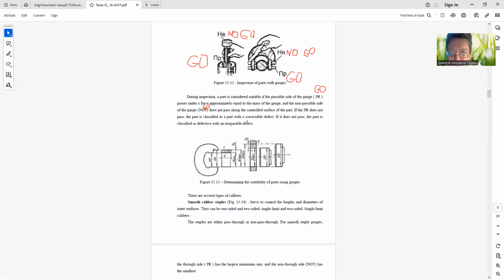If the go side does not pass, the part is classified as a part with a correctable defect. If the no-go side passes, the part is classified as defective with an irreparable defect, a defect that we can't repair.